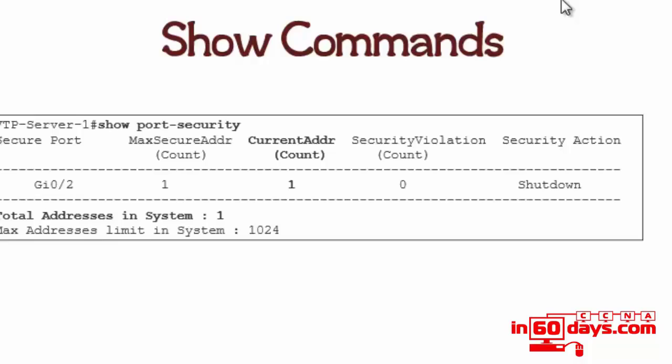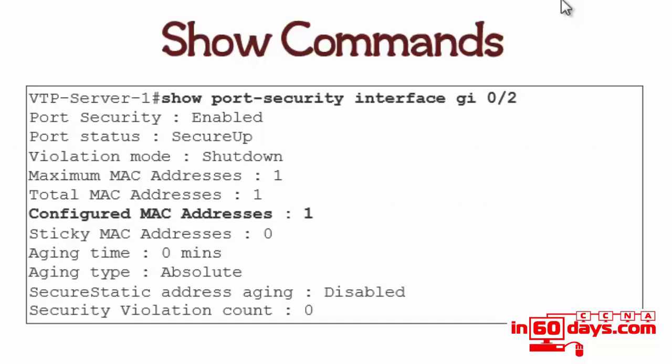Show commands you need to be familiar with. Show port-security. Some of these commands won't work on Packet Tracer very well, by the way. They're not accepted. Show port-security, and then the interface name. It will show you the status, if port security is enabled, the violation mode, whether it is restrict, protect, or shutdown, how many MAC addresses are allowed, and how many have come through. There's aging type as well, which I don't think we need to worry about for the CCNA.